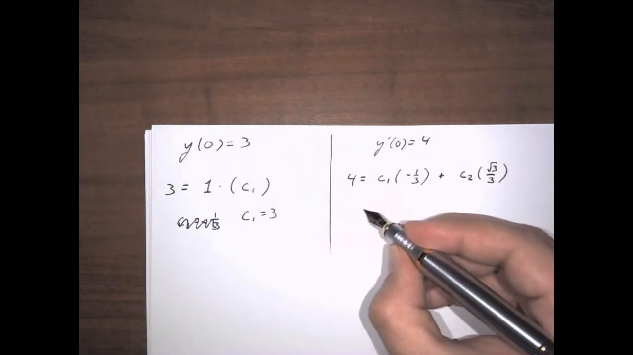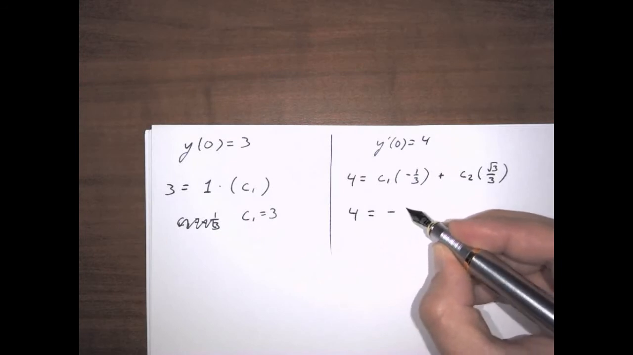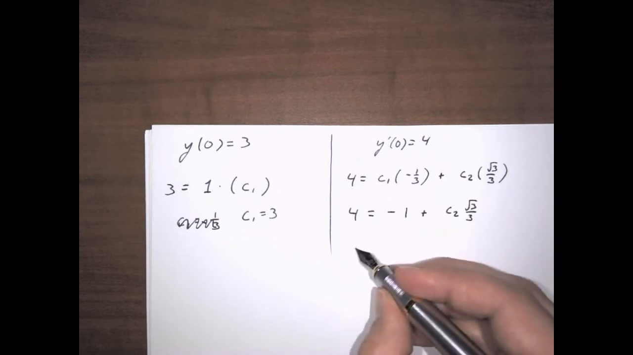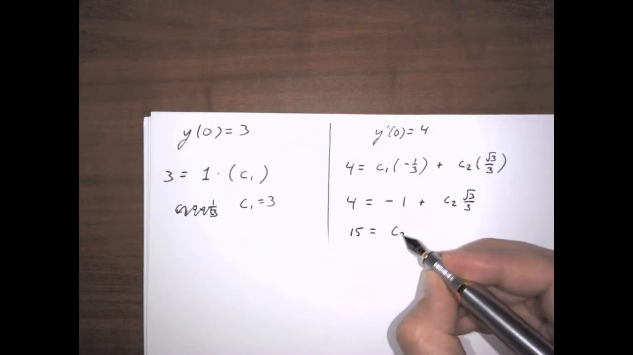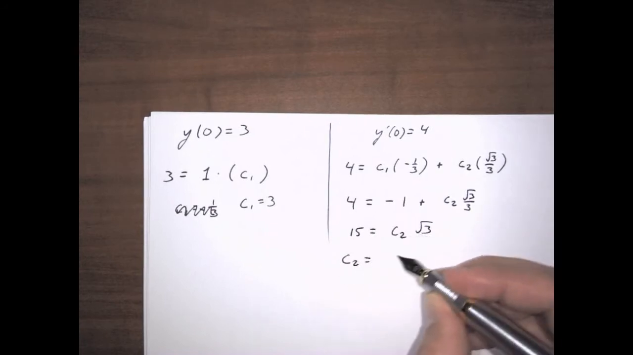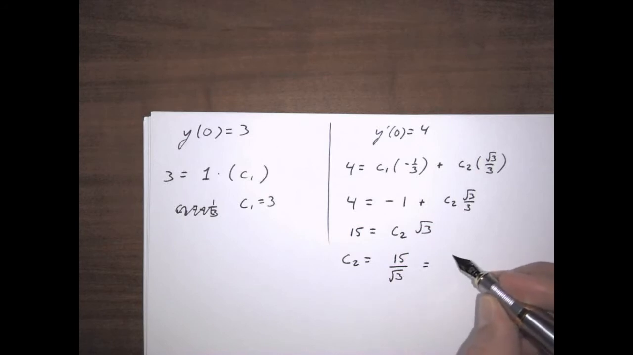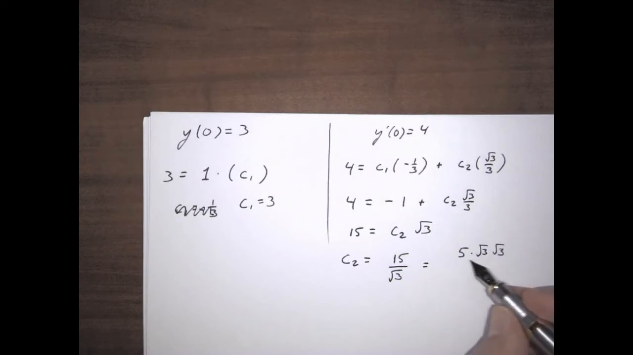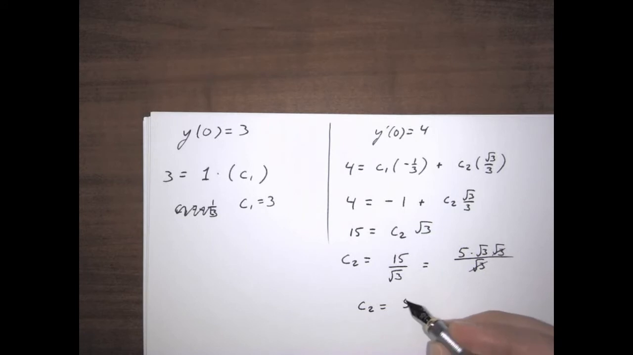Now, because I know that c1 equals 3, that means that 4 equals negative 1 plus c2 root 3 over 3, which is going to then give us, if I add 1 to both sides and multiply both sides by 3, 15 equals c2 times root 3, so c2 is equal to 15 divided by root 3, but 15 is the same as 5 times 3, but 3 is the same as root 3 times root 3. So that means c2 is equal to 5 root 3.